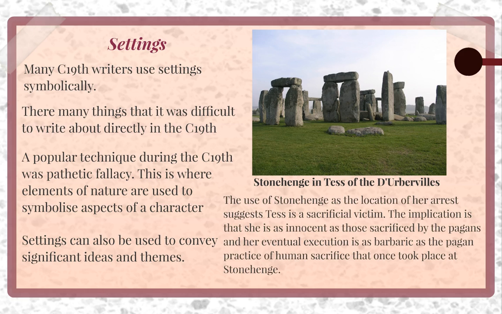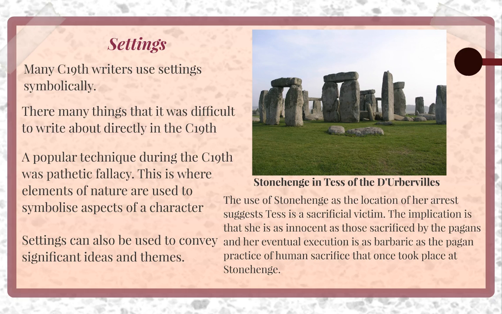Tess is eventually arrested at Stonehenge, and the use of Stonehenge as a setting is significant because it's used to suggest she's a sacrificial victim. There's an implication that she is innocent. She's as innocent as those that the pagans sacrificed, and that her eventual and inevitable execution for killing Alec is as barbaric as the pagan practice of human sacrifice that used to take place at Stonehenge.